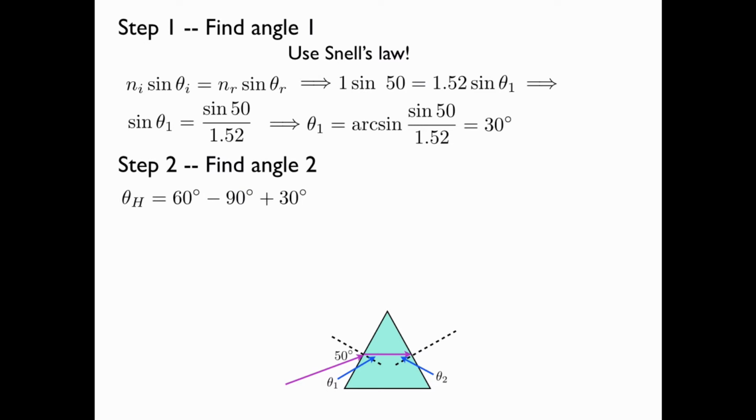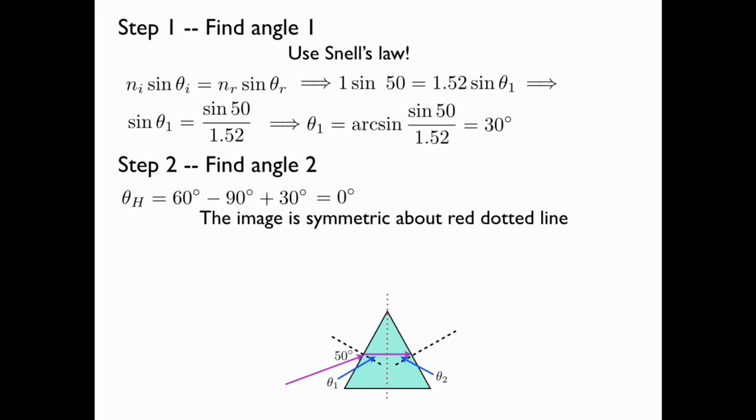The left leg of the prism is at 60 degrees with respect to the horizontal because it's an equilateral triangle. And then the normal, which is the dotted line on the left, is normal to that side. So it's 90 degrees with respect to that side. So it's 90 degrees down. So it's minus 90 degrees. And then the second pink light ray is 30 degrees above that left dotted line. So altogether, we see that the part of the light ray which is inside of the prism is exactly horizontal.